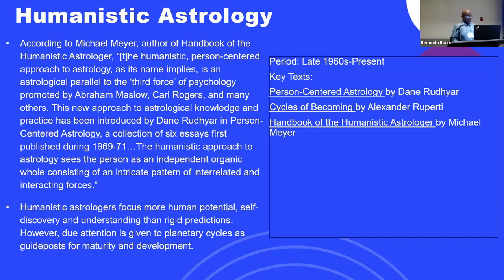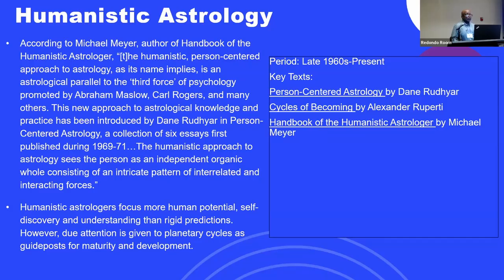Then I'll read toward the bottom. The humanistic approach to astrology sees the person as an independent, organic whole consisting of an intricate pattern of interrelated and interacting forces. One distinction between humanistic astrologers and more hardcore psychological astrologers may be more related to their source material. So for instance, someone like Liz Green may be more into talking about the unconscious and more influenced by Jung than we might have someone like Dane Rudhyar or Michael Meyer. They may talk more about your human potential and not just so much about the unconscious.